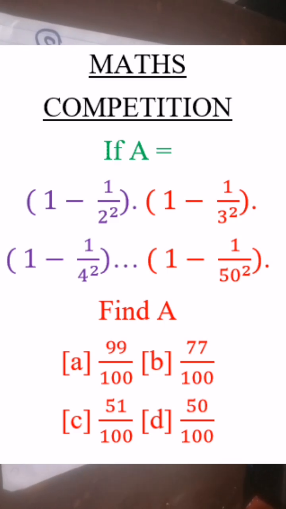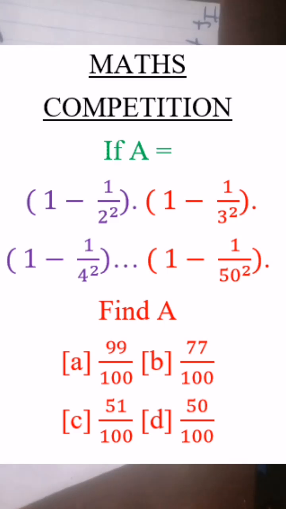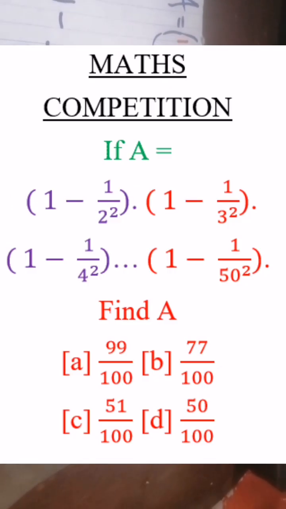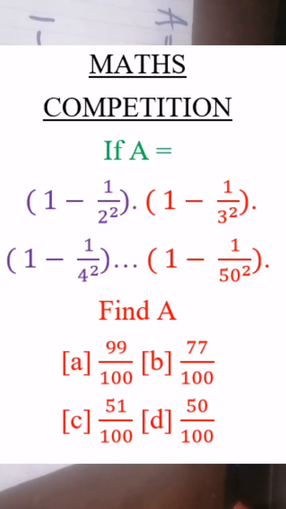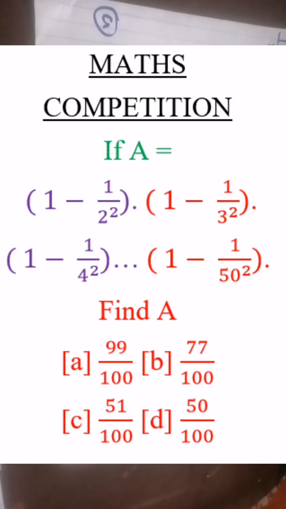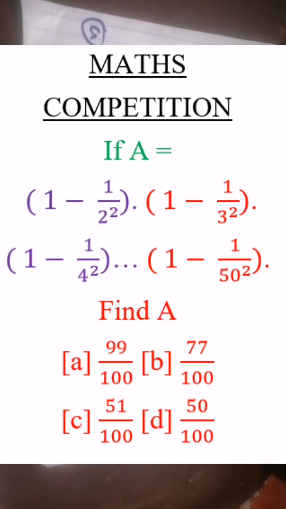Okay, today I want us to solve a question. The question is on the screen. If A is equal to this, find A. You see these three dots mean that all these things continue and we multiply all of them together. So when we multiply all of them together, what are we going to get? They give us options. Look at the options. So which one is correct?